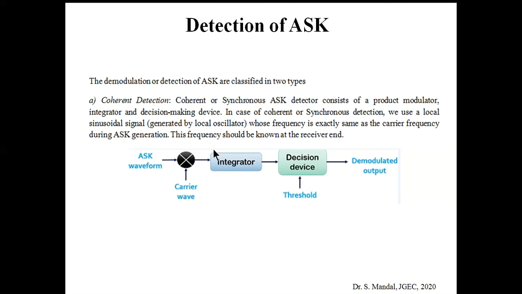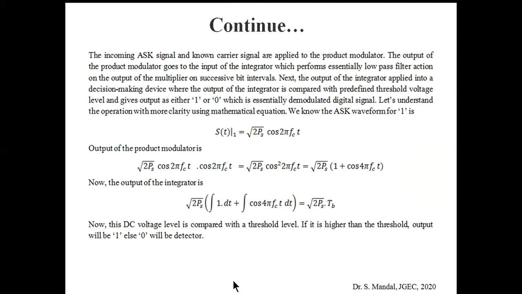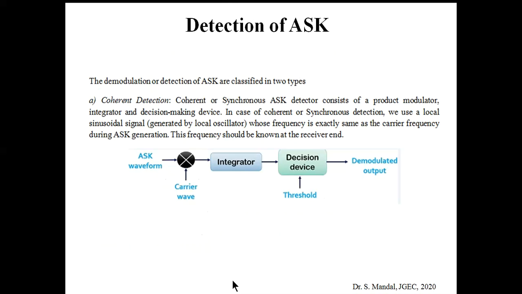Now the output of the integrator goes to the decision making device. What is the decision making device? Here we use a threshold value. If the output of the integrator is greater than the threshold level, the corresponding output will be 1, and if the output of the integrator is less than the threshold, the corresponding output will be 0. So that is the decision making device. Ultimately we need to identify whether the baseband signal is 1 or 0. Based on this decision making device, we get 1 or 0. Okay, so this is the basic operation of coherent detection.